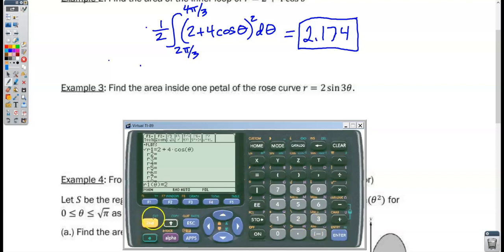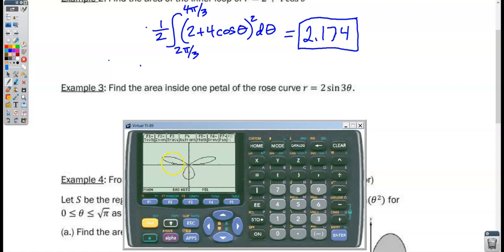2 sine of 3 theta. And let's see, my window is from 0 to 2 pi. I'm going to make my x and y values a little smaller, since I know that the maximum value I can get out of 2 sine of theta is 2. So, alright, let's take a look at what this looks like from 0 to 2 pi. Oh, from 0 to 2 pi, it traces the petals a couple of times.